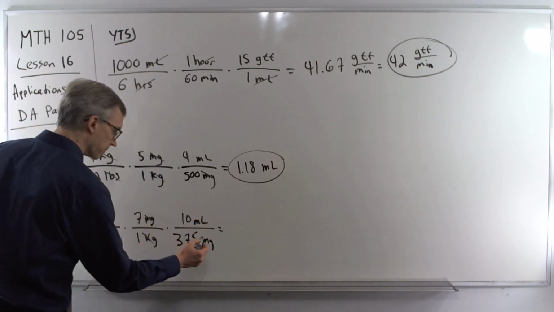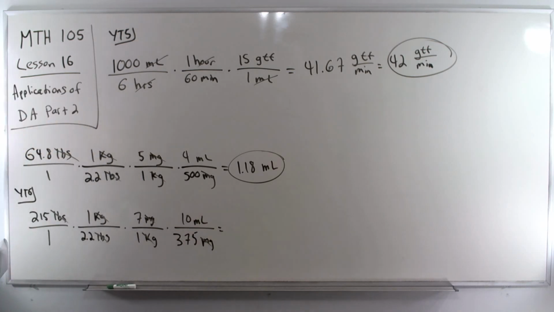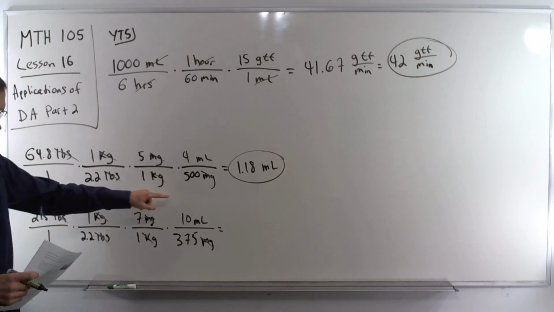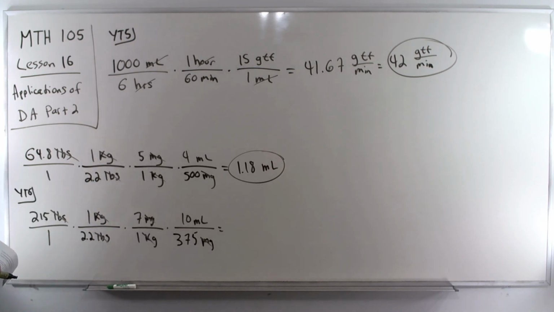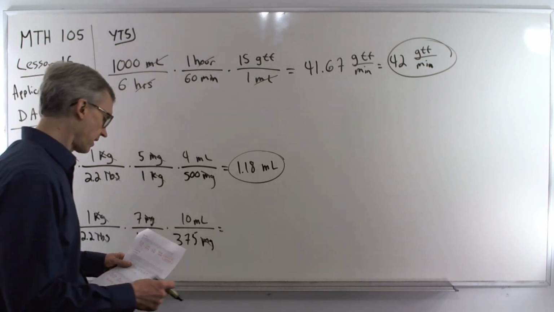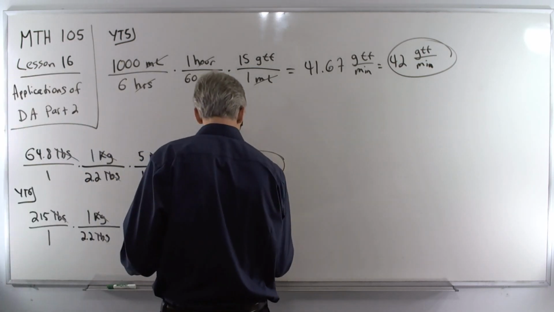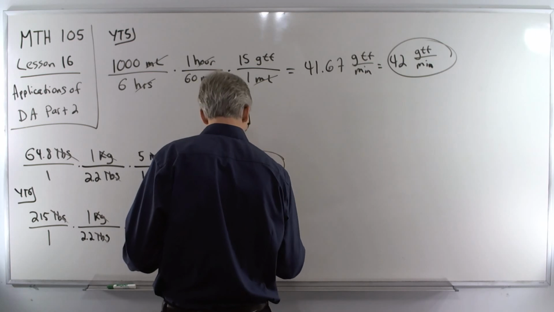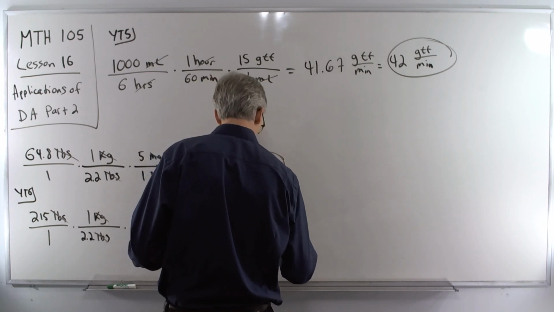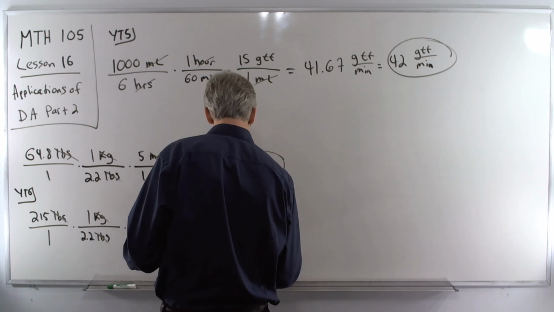And now we've got milligrams canceling. And now all we have to do is multiply 215 times 7 times 10, and then divide by 2.2, divide by 375, and we get 18.24 milliliters of vancomycin.